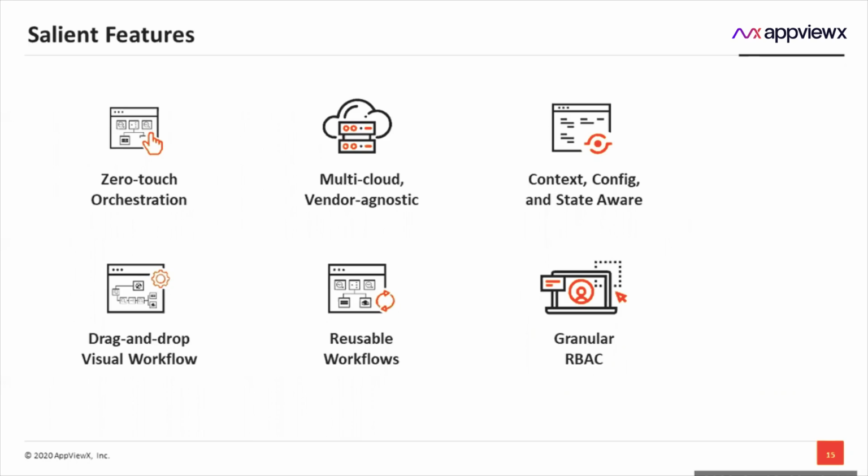Context, config, state aware, drag and drop visual workflows to allow the creation and customization of business processes. That then leads to reusable workflows. And then there's security governance, accessibility, the ability to collaborate, to be able to look at your infrastructure from various teams, various technology contributors, stakeholders, and restrict the access and permissions, the functions that they can perform and the elements they can perform them on. And that's through granular role-based access control.